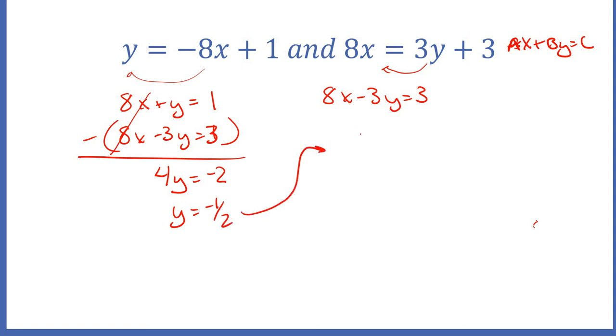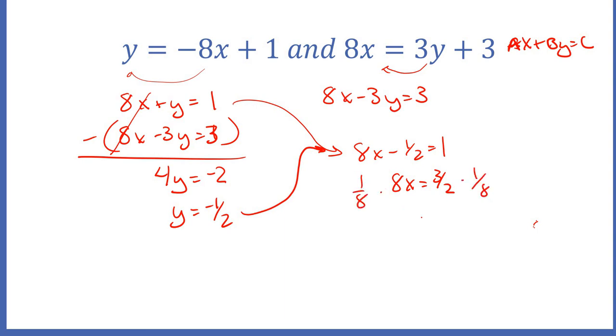Substituting that in, I'm going to substitute that into the top equation. 8x minus 1/2 equals 1. 8x equals 3/2. Multiply by 1/8, and x equals 3/16. Again, not a nice neat solution, but with elimination, instead of using graphing, we can get that solution. Substitution would have worked as well.